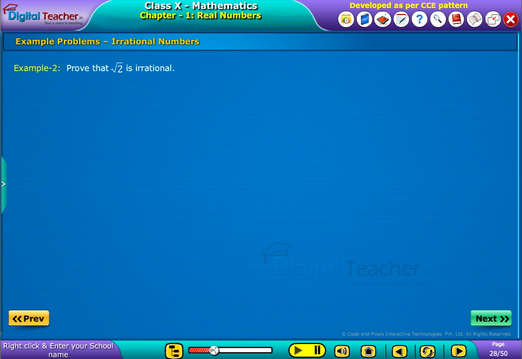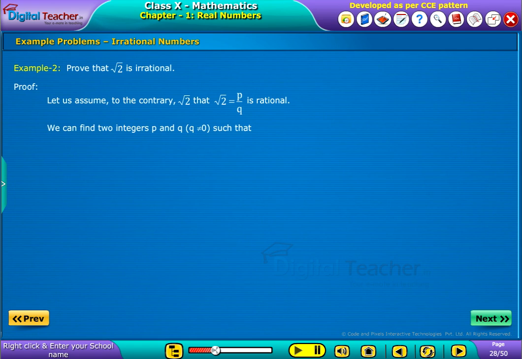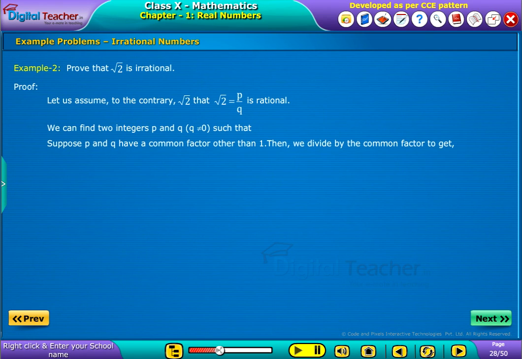Prove that root 2 is irrational. Proof. Let us assume to the contrary that root 2 is rational. Then, we can find two integers p and q such that root 2 is equal to p by q, where p, q are integers and q not equal to 0. Suppose p and q have a common factor other than 1. Then we divide by the common factor to get root 2 is equal to a by b, where a and b are co-prime numbers.